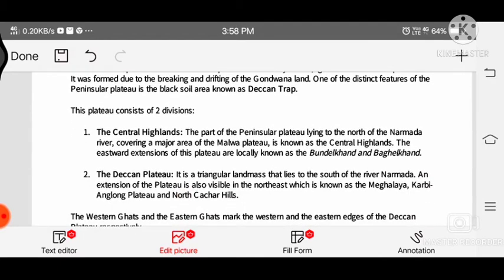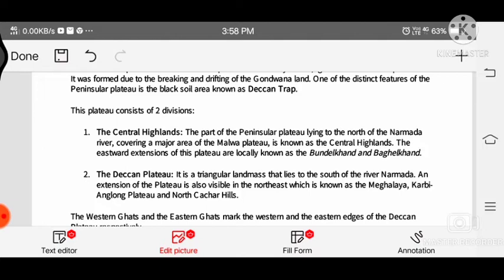These plateaus consist of two divisions. Firstly, the Central Highland. Second, the Deccan Plateau. What is the Central Highland? The part of the Peninsular plateau lying to the north of the Narmada river, covering a major area of the Malwa plateau, is known as the Central Highland.